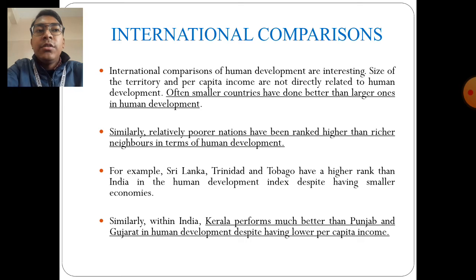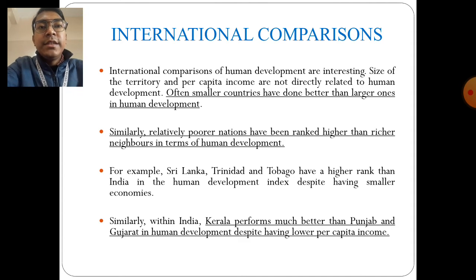Similarly, the relatively poorer nations, the nations which are poor and where economic development is not so high, some of those countries have ranked higher than the richer neighboring countries in terms of human development. For example, you can take into consideration the case of Sri Lanka and Trinidad and Tobago. These countries have a higher rank than India in the human development index, but they are very small compared to India in size. Even the per capita income of these countries is less in comparison to India, but they still have a far better rank in the human development index than India.